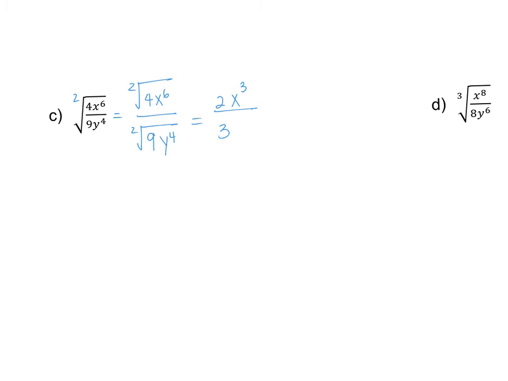And then 2 goes into 4 twice. So y to the second power comes out of the root, and I can't really simplify any further because x and y's don't combine, and 2 and 3 already are reduced. So this is it. This is my final answer.